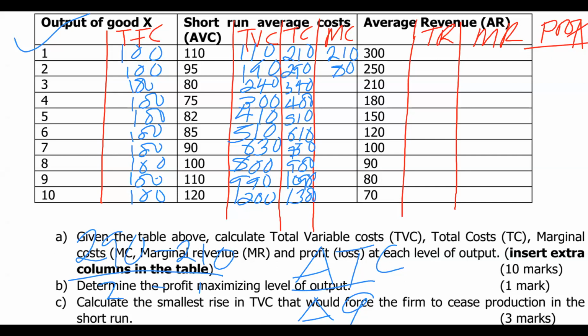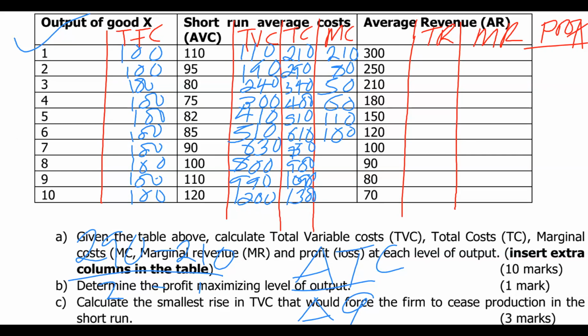And 340 minus 290, it is 50. And 400 minus 340 should be 60, right? Yes. 510 minus 400 should be 110, right? Yes, sir. So 610 minus 510 should be 100.